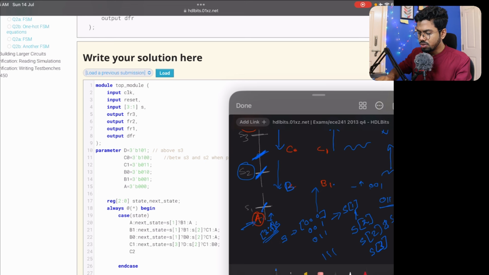And for C2, actually it is the same, just let me copy it.